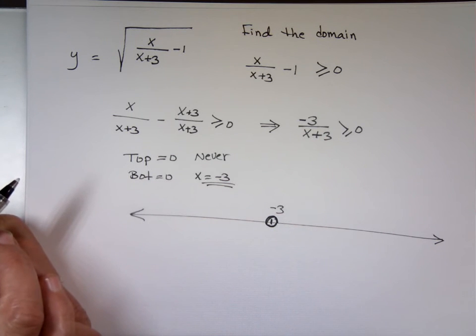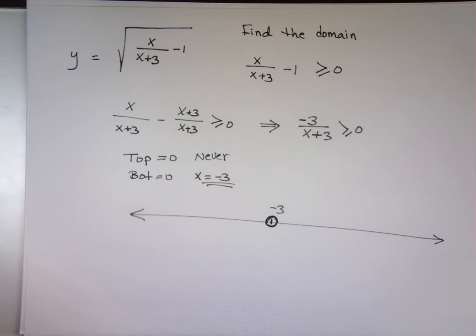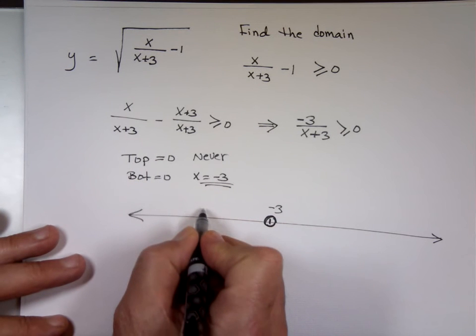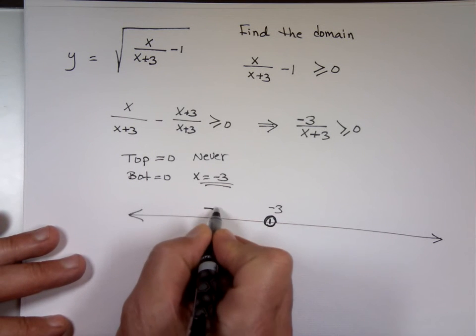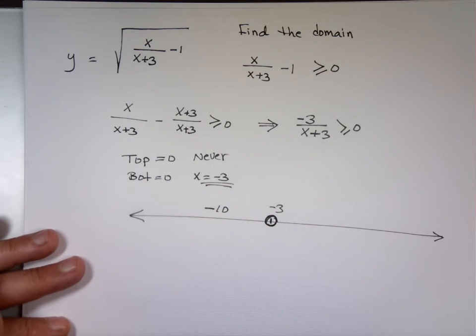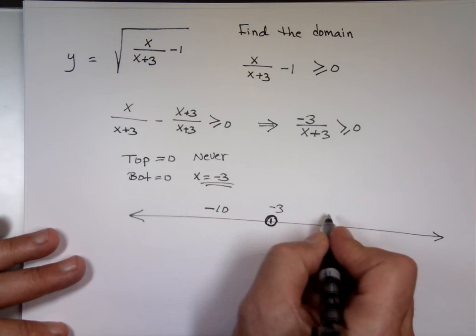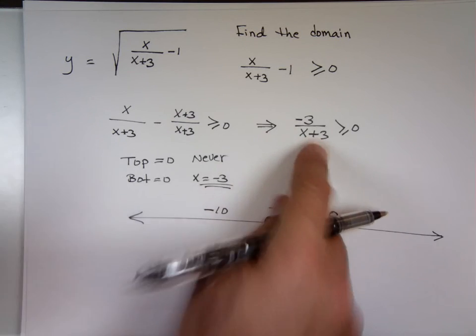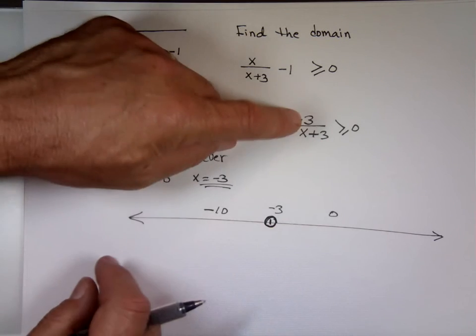So now I'll take a test point, and left of negative 3, maybe I'll use what? Negative 10, you said? Sure. And to the right of negative 3, what do we use? 0? Is that what you said again? Perfect. I can plug them into this. If I did the math correctly, I can test them right there.